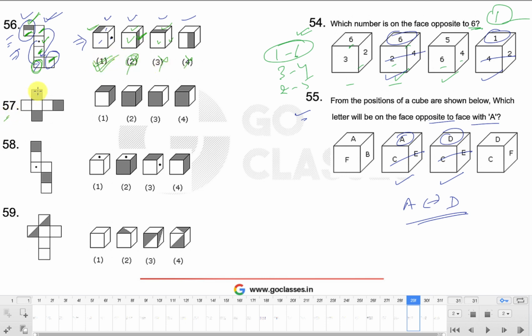Question number 57. This face and this face will be opposite to each other. These faces will be opposite to each other and these faces will be opposite to each other. Then find out which one is the possible dice. Do it on your own. Question number 58. These both are opposite to each other, these both are opposite to each other, and this one are opposite to each other. So find out the possible dice which can be made by this figure. In 59, these both are opposite. These alternates are opposite. Try to solve them on your own. If you don't get the answer, then please tell me in the comment section. I will clear your doubt there.